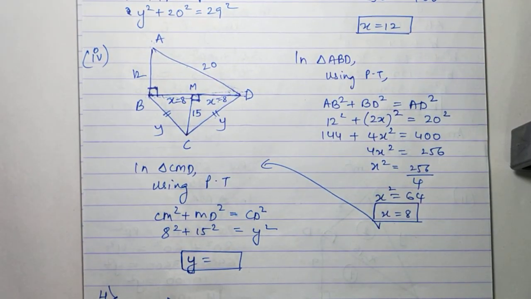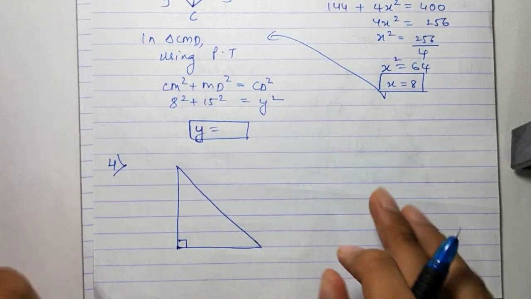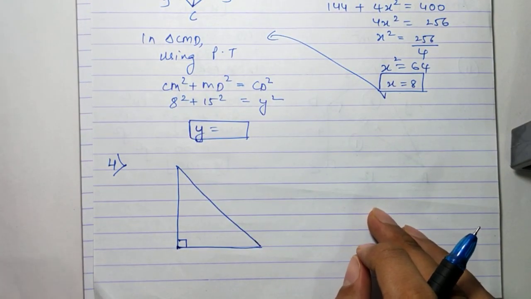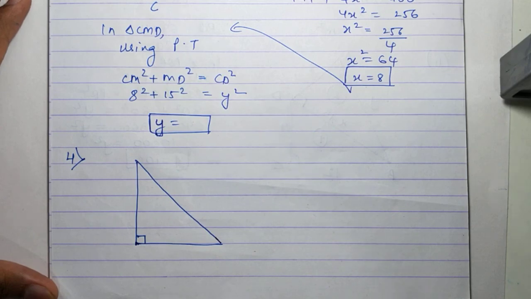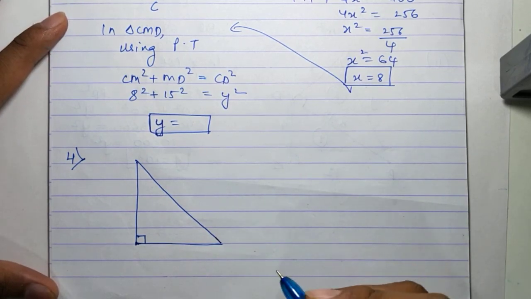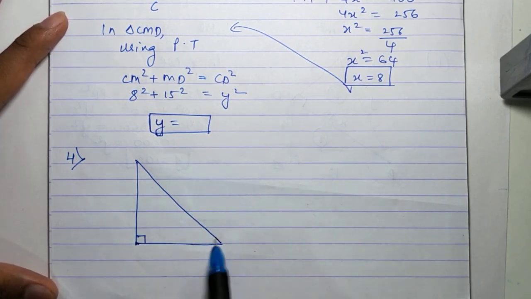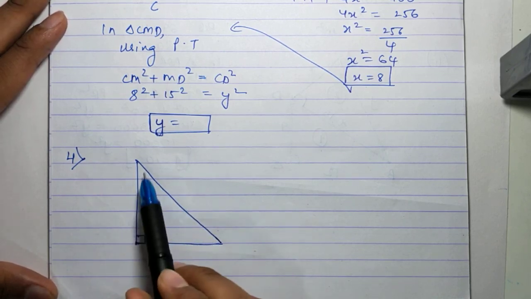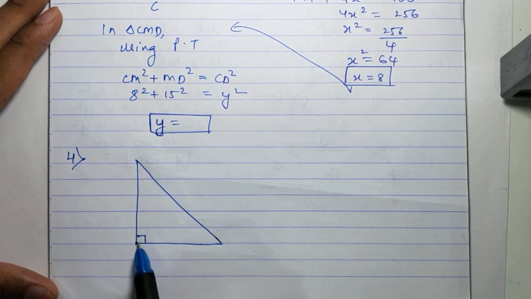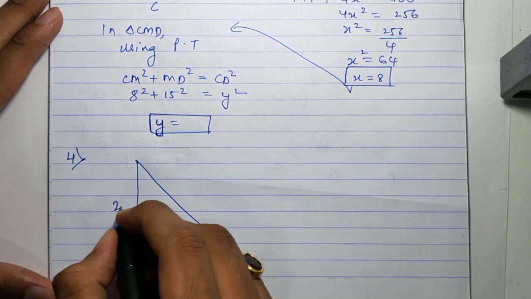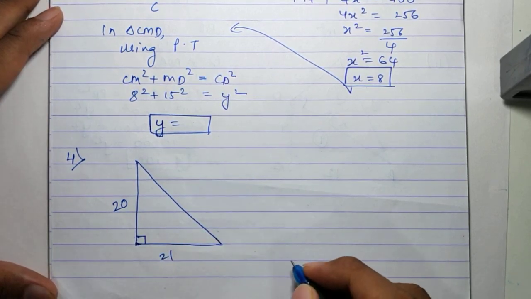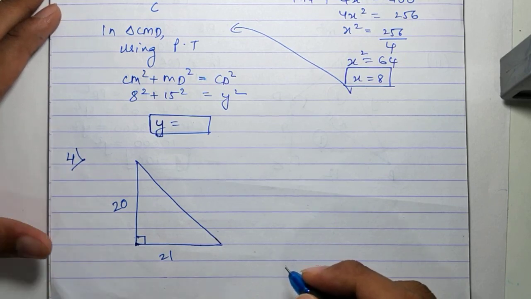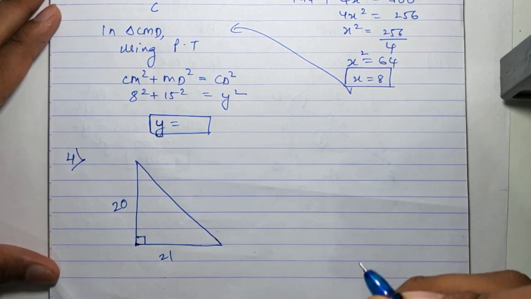Once this sum is done, come to the next sum. Question number 4. In question number 4, so in this fourth sum, they are saying, in a right angle triangle, length of the sides containing the right angle are 20 and 21. So these sides which contain the right angle are 20 and 21. What is the radius of the circumcircle of the triangle?